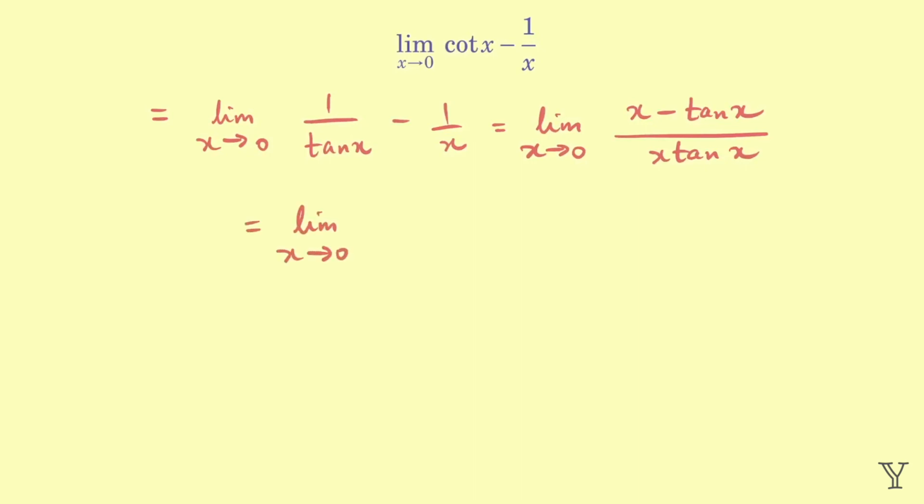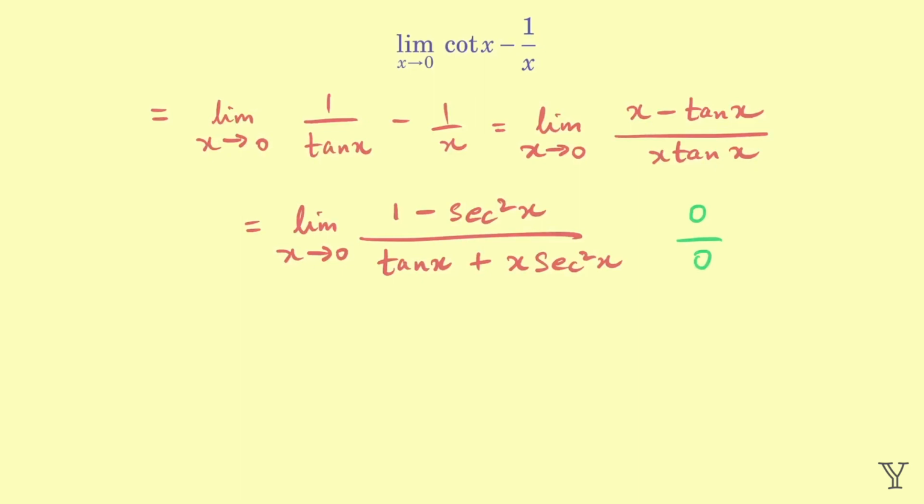Differentiating the numerator, we get 1 minus secant squared x. To differentiate the denominator, we need to apply the product rule. That gives us tan x plus x times secant squared x. Once more, we have an expression of the 0 upon 0 form. Let's apply L'Hopital's rule a second time. As usual, we differentiate the numerator and denominator.